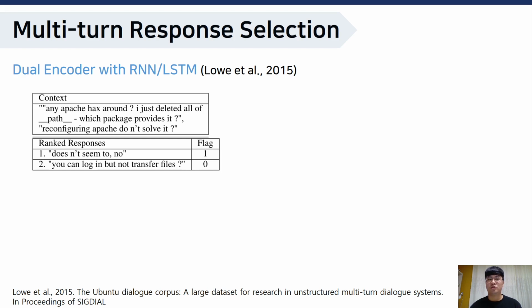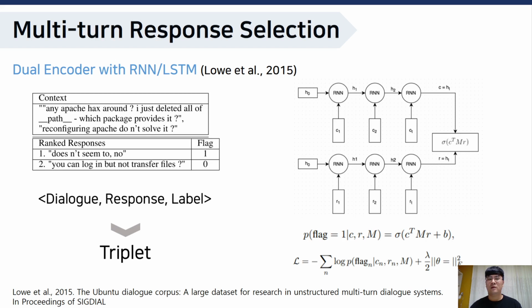In the previous research, dual encoder with RNN and LSTM-based models were proposed by Lowe et al. 2015. Generally, the triplet, which consists of dialog context, potential response, and its label, is fed into the model, and the model is trained with the pointwise method. The model architecture is based on recurrent neural networks. It simply calculates the relevance score between the dialog context and the response, and the model is optimized with the cross-entropy loss.